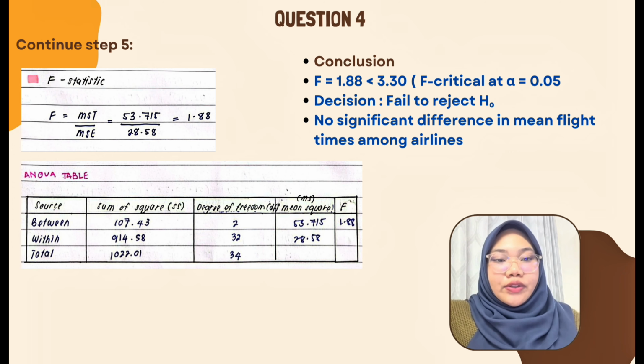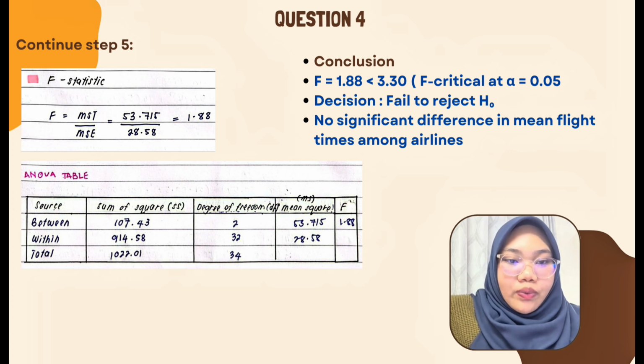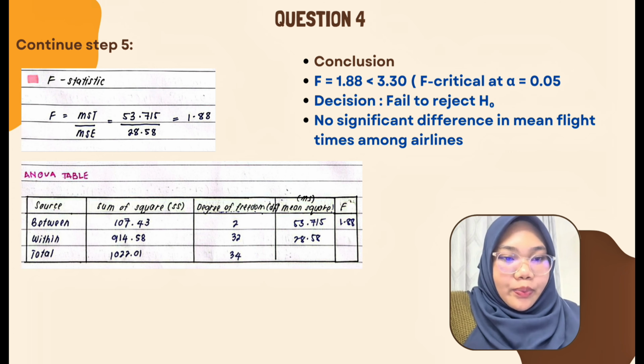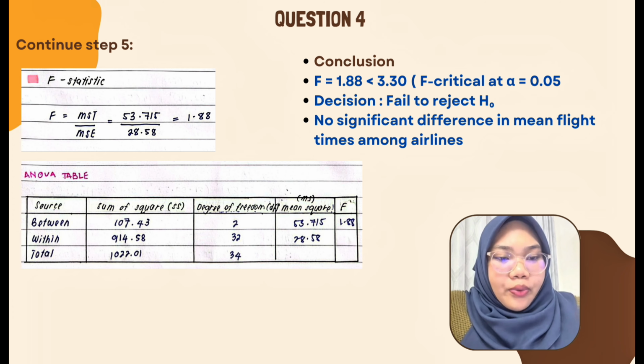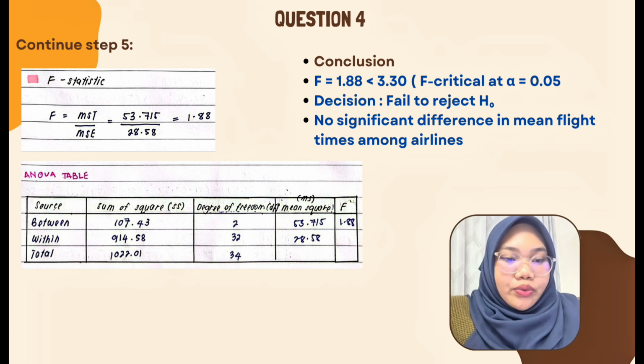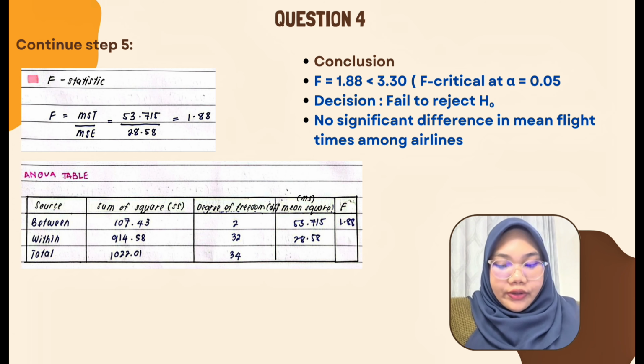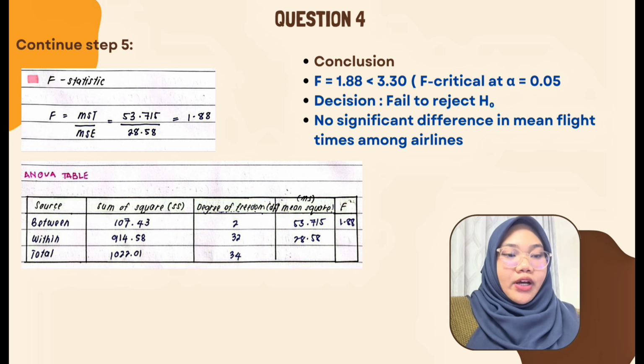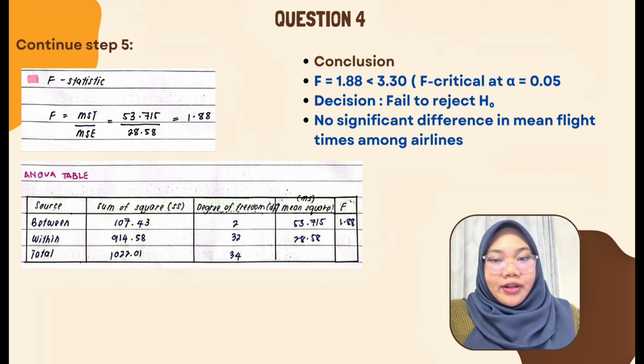In this step, I also included the ANOVA table. You can see in the slide, the first row has the source: between, within, and total. The second column is the sum of squares. Under that, we have 107.43, 914.58, and then 1022.01. The third column is the degrees of freedom: 2, 32, and 34. The fourth column is the mean square: 53.715 for between and 28.58 for within. So the F we get is 1.88.